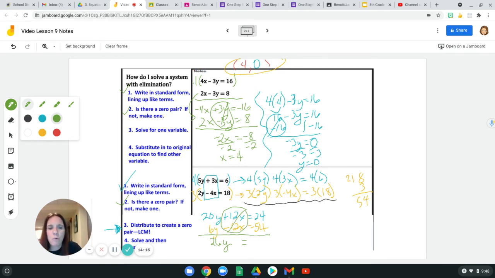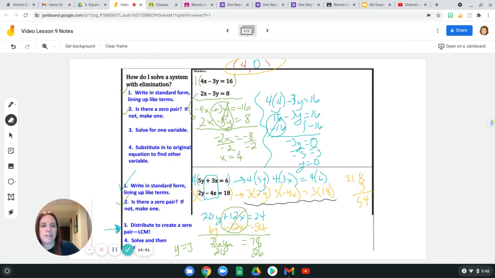All right, so 24 and 54 make 78. All right. I'm going to divide both sides by the coefficient of 26. How many 26s go into 78? It's 3. And I could do that long division. I could do that side math. Do it over here. 78 and 26. 3, because 26 times 3 is 78. Okay.